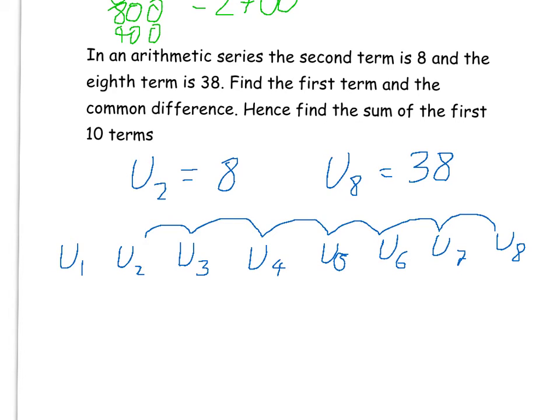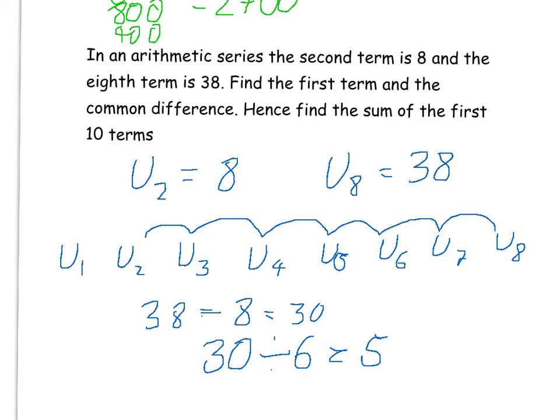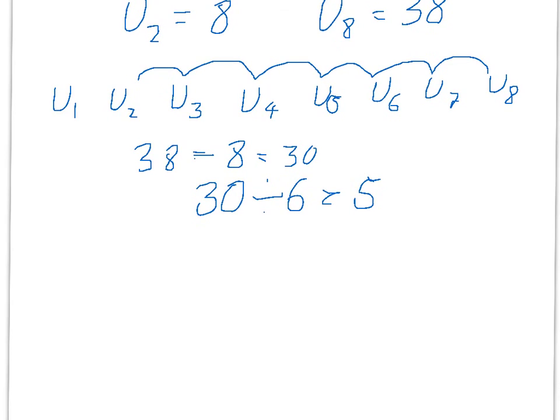So what we're going to do is 38 minus 8, which gives us 30. So that is the difference between the eighth term and the second term. And we know that this 30 consists of 1, 2, 3, 4, 5, 6 lots of our common difference. And the common difference is the same for every single jump. So to find out what the common difference is, we're going to do 30 divided by 6, which gives us 5. So the common difference in this question is 5.